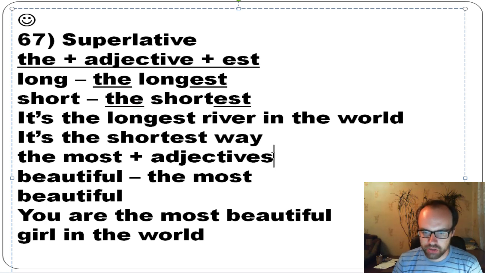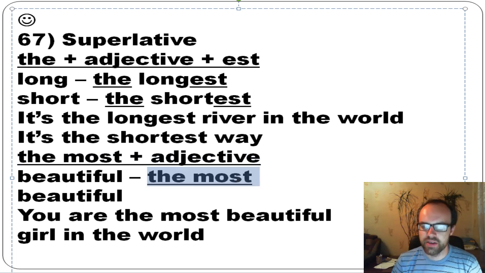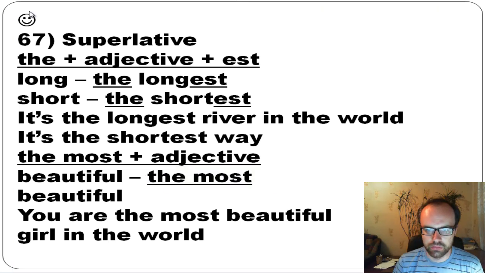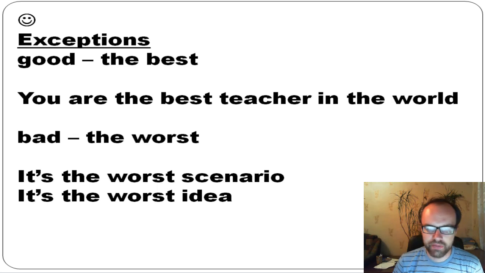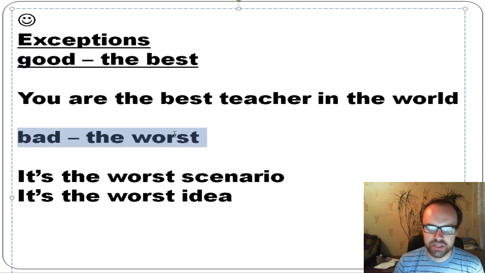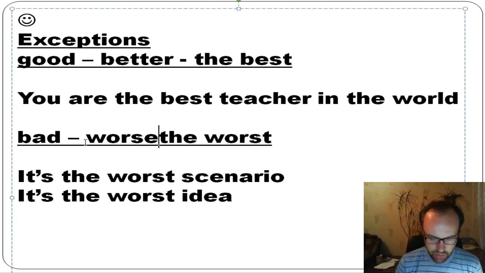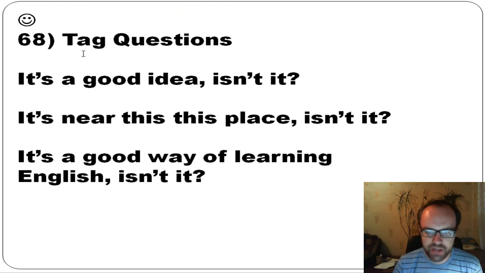And we use the most plus adjective. We usually use it if it's a long adjective. So beautiful, but the most beautiful. You're the most beautiful girl in the world. Good, really good. Well, we have exceptions. Good, the best. You're the best teacher in the world. Bad, the worst. It's the worst scenario. It's the worst idea. Right, so we say good, better, the best. Bad, worse, the worst.